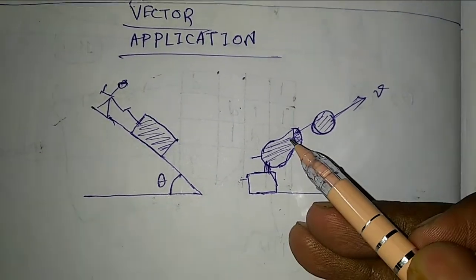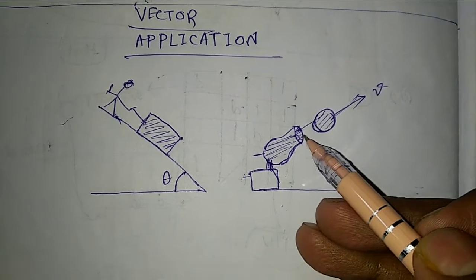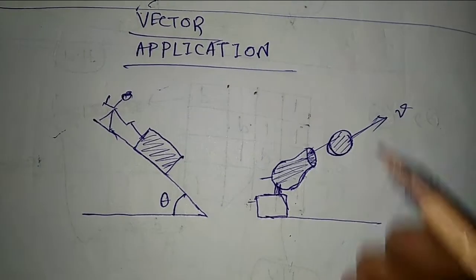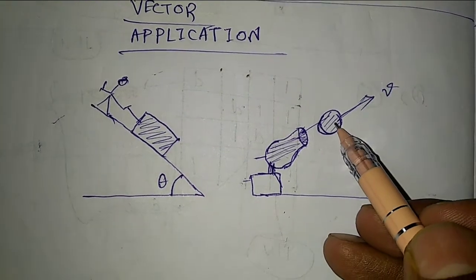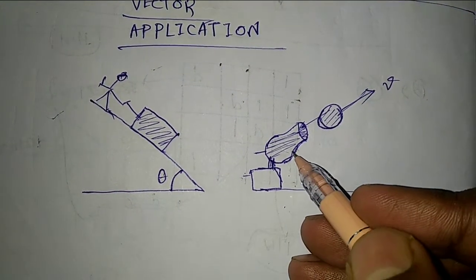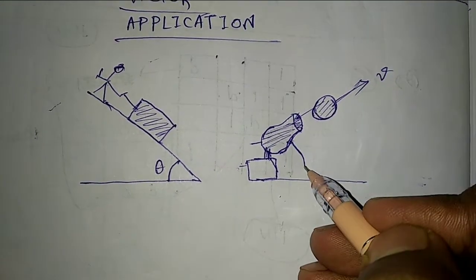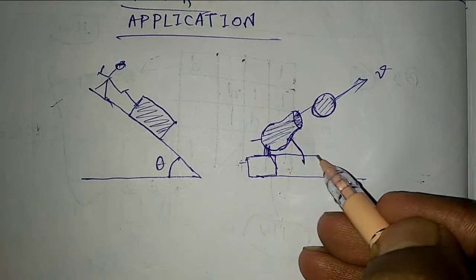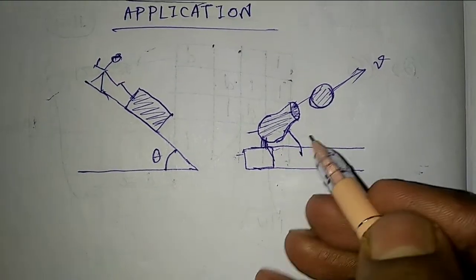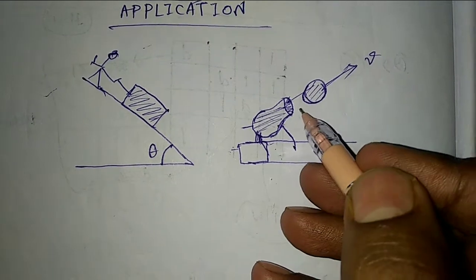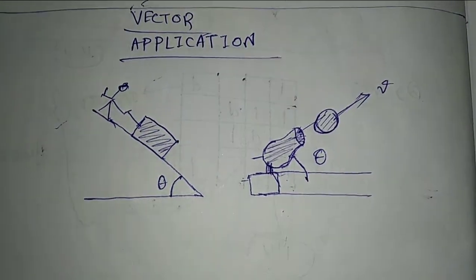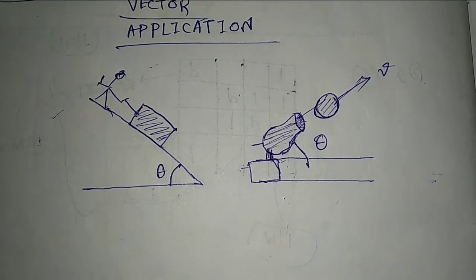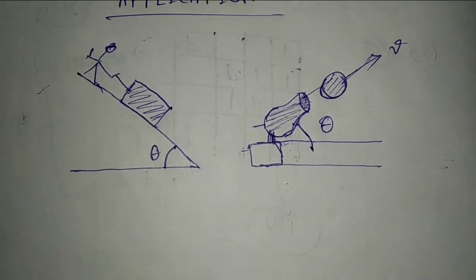Suppose it is a bowling machine, and it is throwing a ball with velocity v. Now how can you divide this into components? The angle between the throwing direction, the base, and the velocity is theta. So how can you break the vector into components?